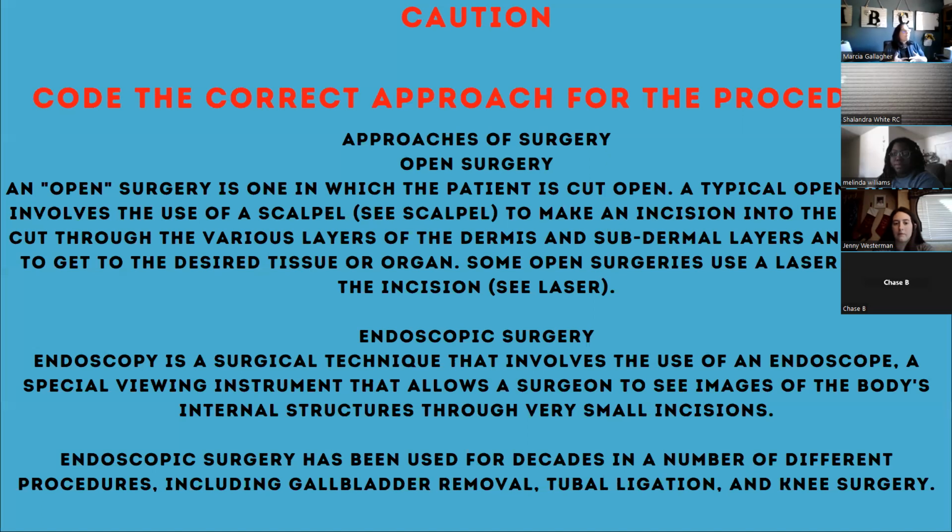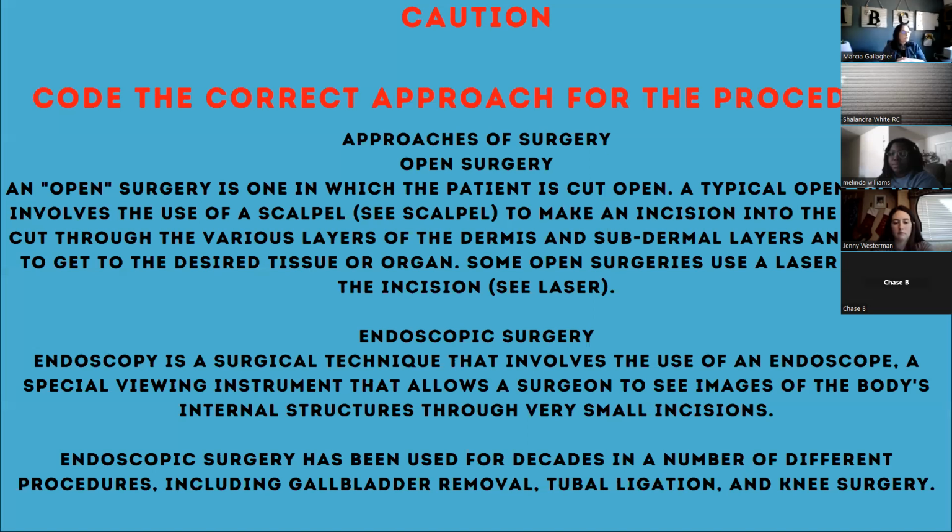So an endoscopic surgery is a surgical technique that involves the use of an endoscope, a special viewing instrument that allows a surgeon to see images of the body's internal structures through a very small incision. Now, remember we talked about you can do an endoscopy two different ways. You can do it in an orifice, an opening you already have, or you can make an incision and go in through the incision.